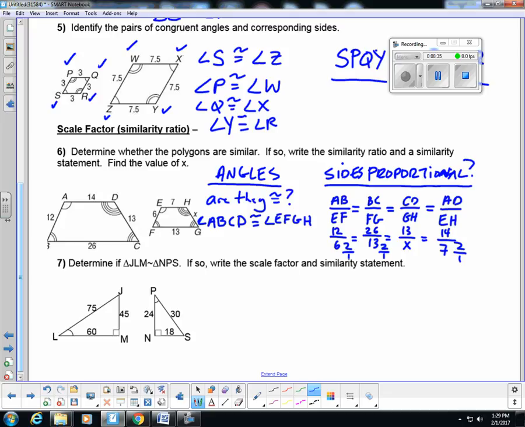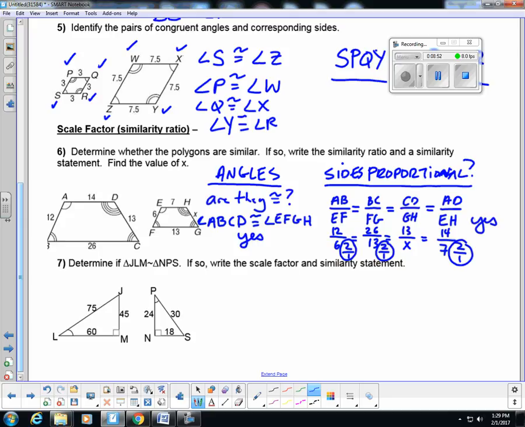Since these three ratios are all the same, then yes, it is proportional. So yes, these two polygons are similar. I forgot to answer yes here, the angles are congruent.